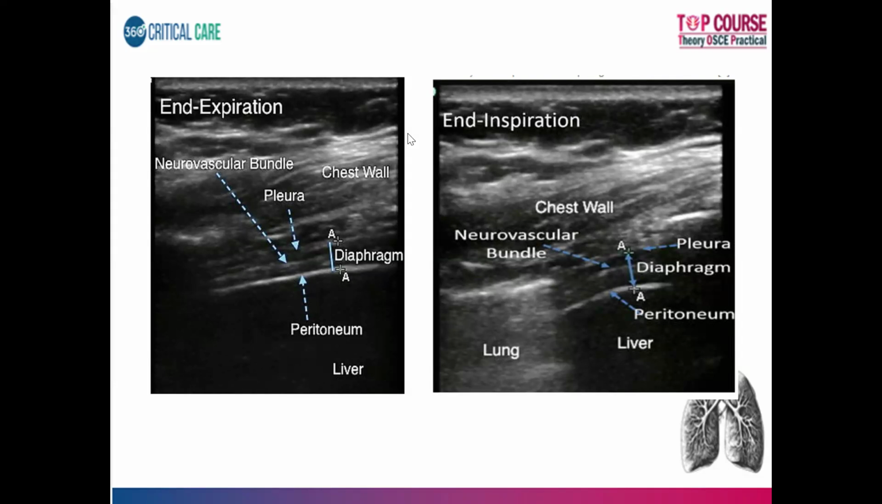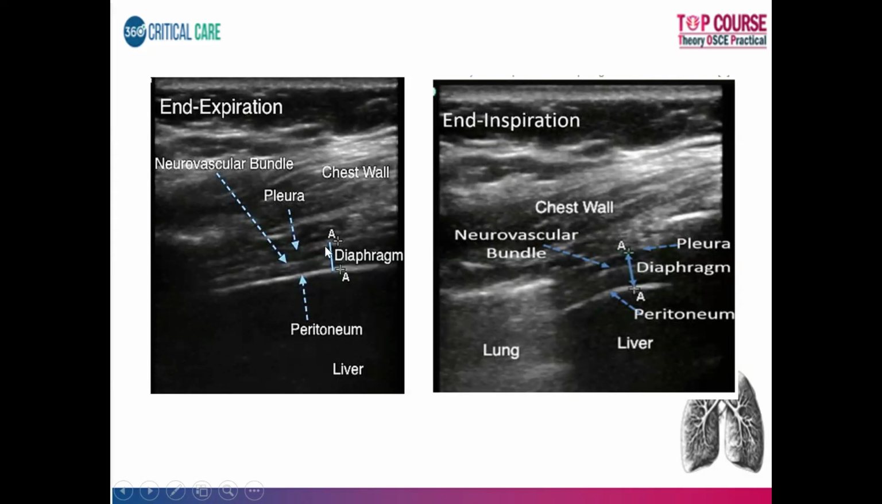Here I've taken the right-sided images. Here you can see the liver below and the lung above. Then we see the chest wall, and then we see the diaphragm. There are two things that we need to remember here. The part of the diaphragm which usually faces the peritoneum is usually brighter.